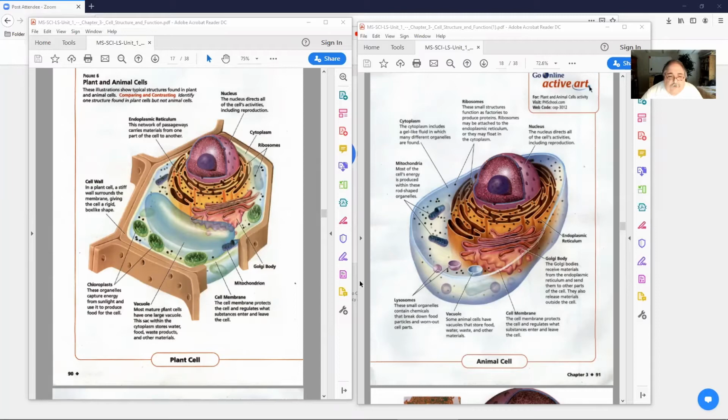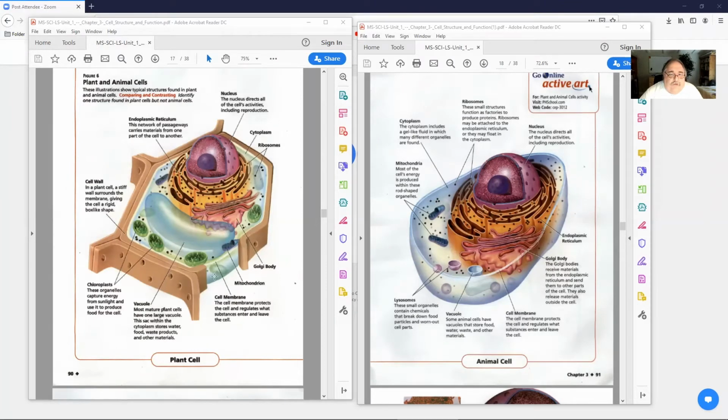Chapter 3, Section 2, Figure 6: plant cells and animal cells. These illustrations show typical structures found in plant and animal cells. Comparing and contrasting means telling which ways they are the same and which ways they are different. Identify one structure found in plant cells but not in animal cells.